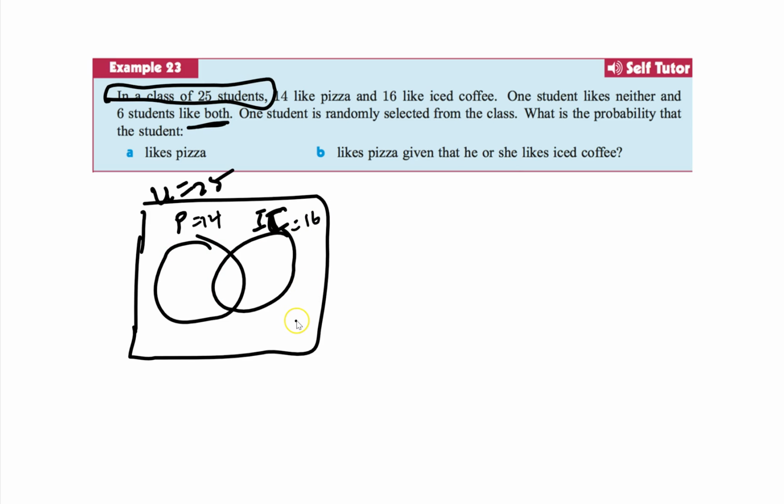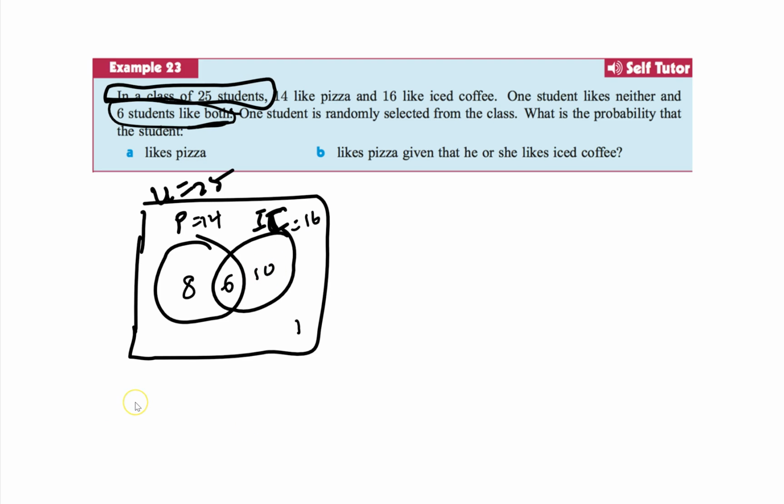Freak. And then 6 students like both. So that's the key to this whole problem right here. 6 students like both. That's right here. Once you get that, everything else is easy. Oh, there's 14 like pizza, 6 like both. So there's only 8 that like only pizza. My people. There's 16 people who like iced coffee, 6 that like both. So 10.